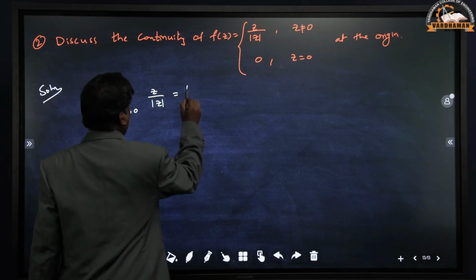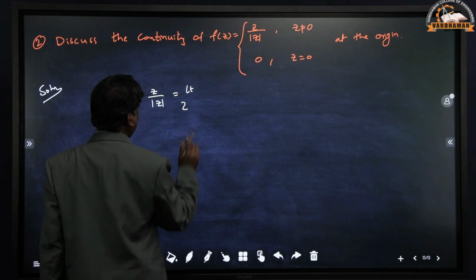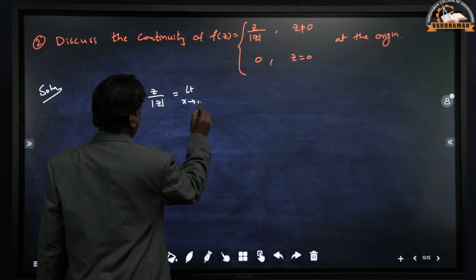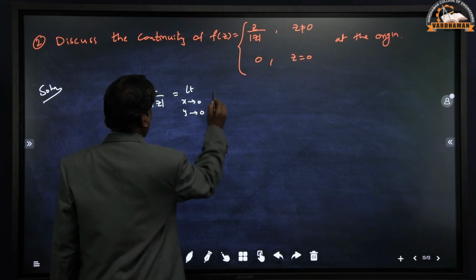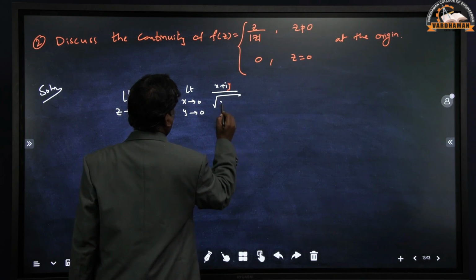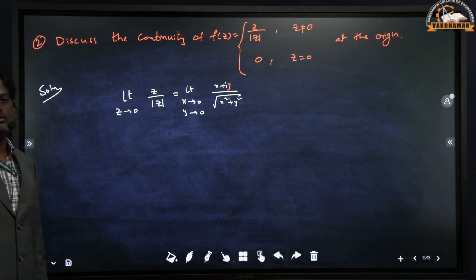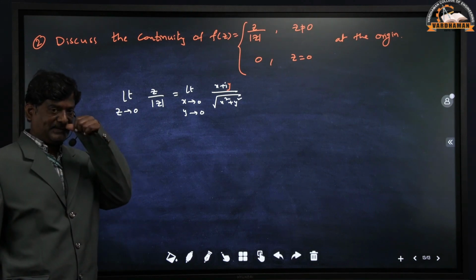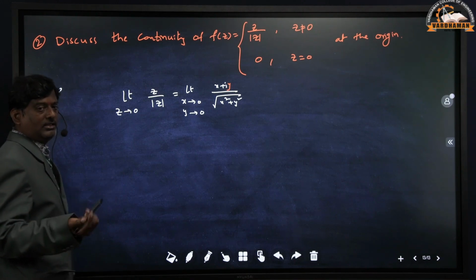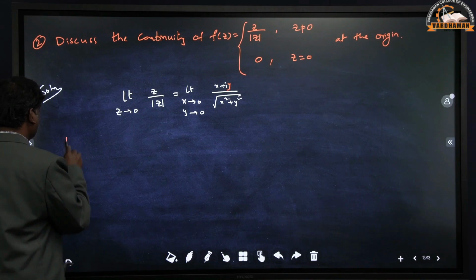To understand this, as z tends to 0, z is nothing but x plus iy, with x tends to 0 and y tends to 0, divided by mod z, which you know is the square root of x square plus y square. Now we need to identify the limit along different paths, whether we get the same value or not. Path 1 I am taking.